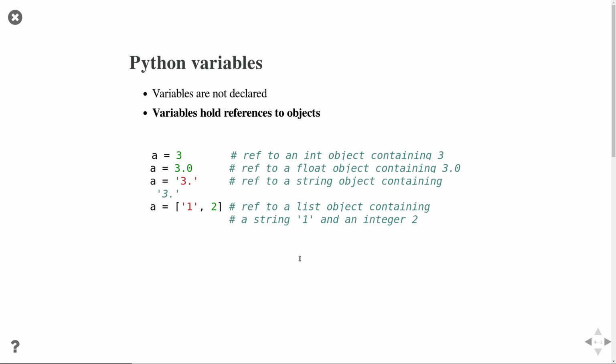So for example, here, if I write a equals 3 in my script, a will be a reference to an integer object which contains 3. If I type a equals 3.0, then a will be a reference to a floating point object that contains the number 3.0. Or here, I have a equals "3", and these quotes are used in Python to mark strings. So in this case, a will be a reference to a string object containing 3, and so on and so forth. In the last line, I make a reference to a list that contains the string "1" and an integer 2.